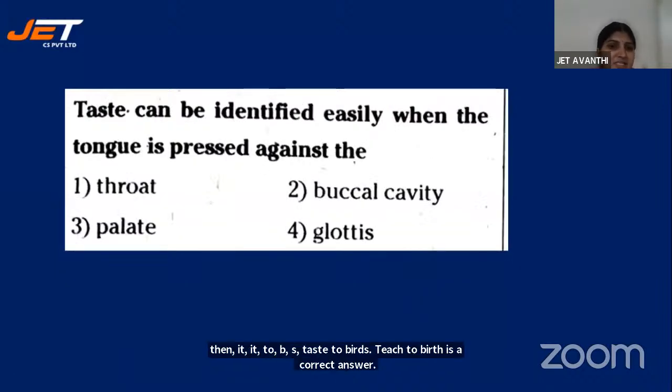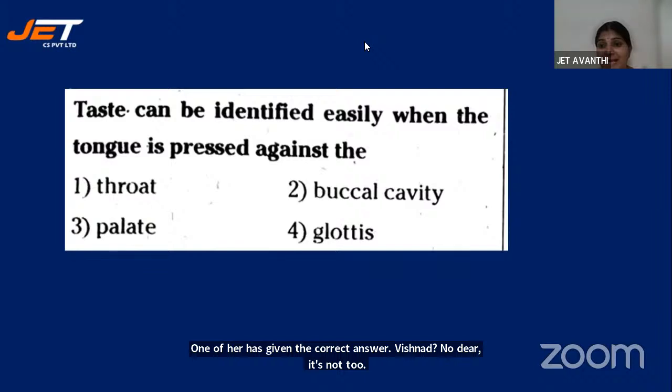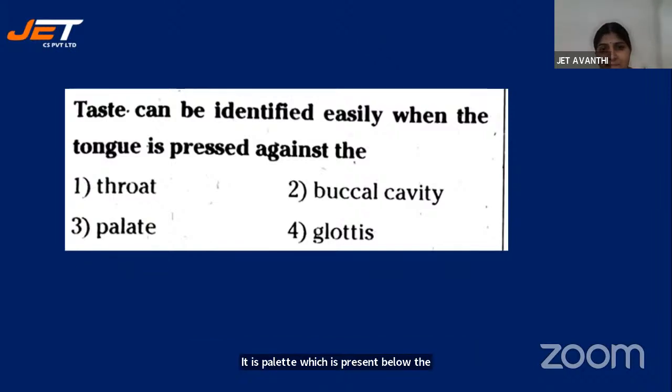Taste can be identified easily when the tongue is pressed against what? Throat, buccal cavity, palate, glottis. Throat, you can go for odd one out. What's the answer, children? Manohar, Chetan, Vijay and Lahari have given the correct answer. Vishwanath, no dear, it's not 2. It is palate, which is present above the tongue. Palate is the correct answer.